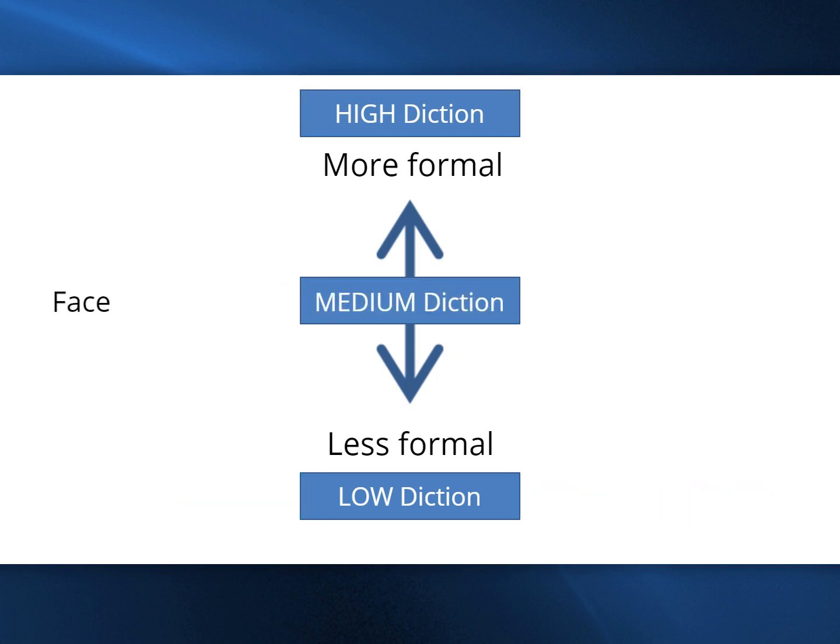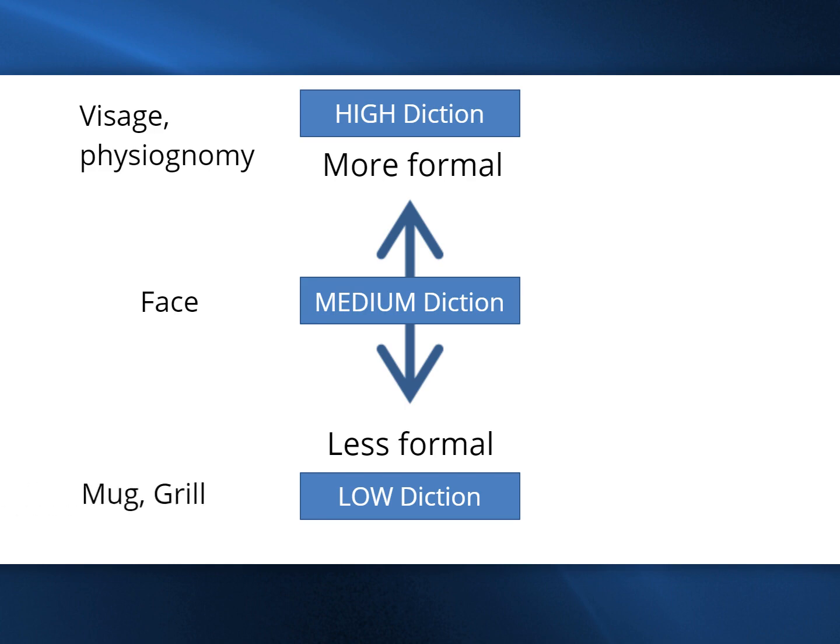For example, the word face is medium diction. It is appropriate for most occasions. If I want to sound really formal, sophisticated, or poetic, I could use a high diction synonym, such as visage or physiognomy. And of course, I can go low diction as well, with slang terms such as mug or grill. All of these words serve their purpose if only we pick the right word for the right time.